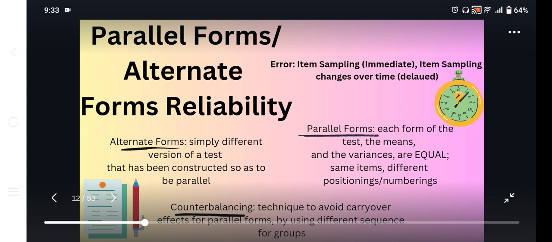Okay? The score may be affected by motivation, fatigue, or intervening events. The means and the variance of the observed score must be equal for the two forms. Ang statistical tool natin dito is Pearson R or Spearman-Brown. Okay?